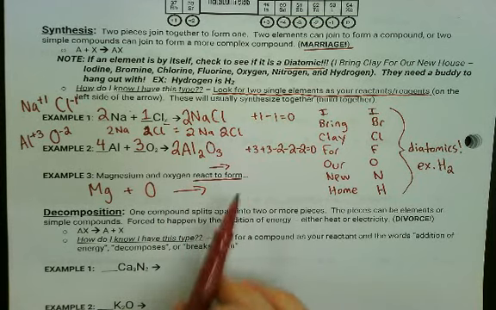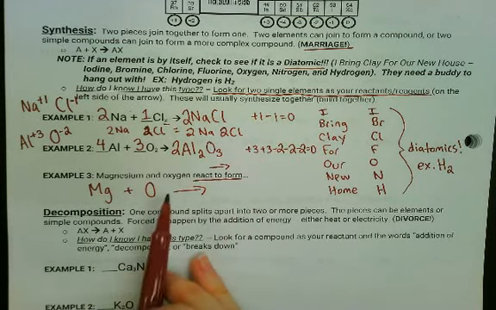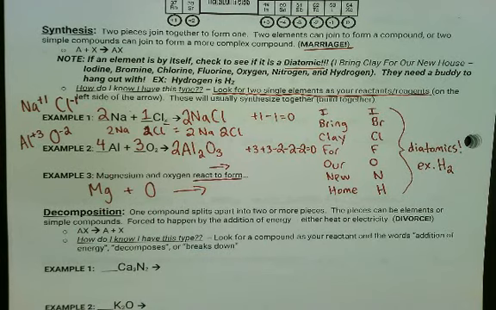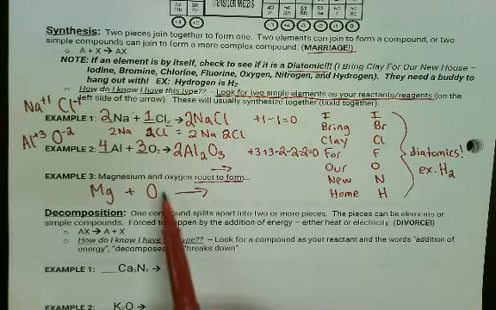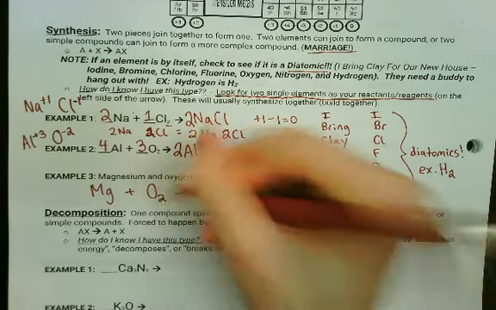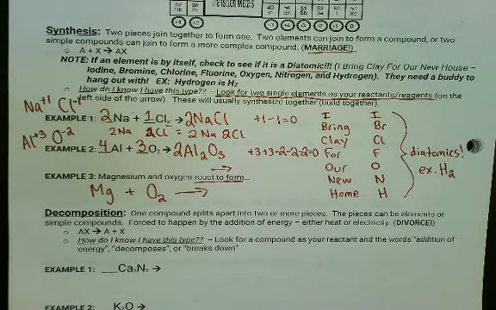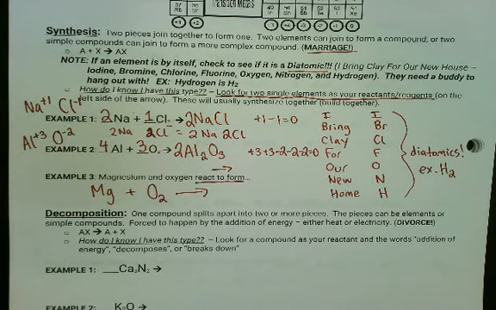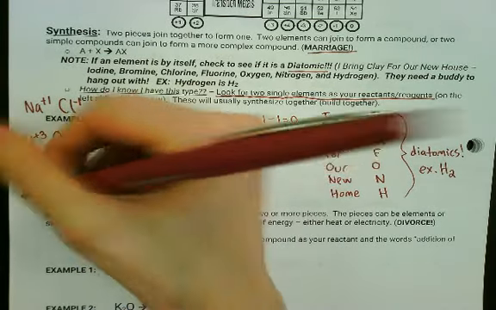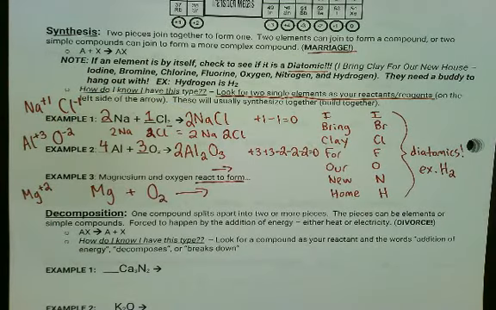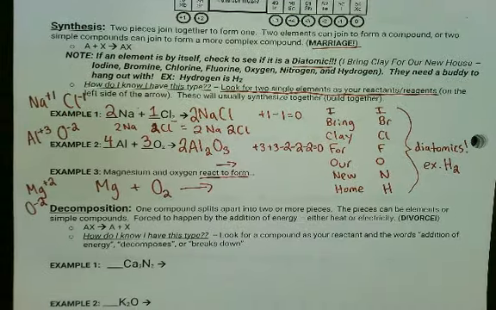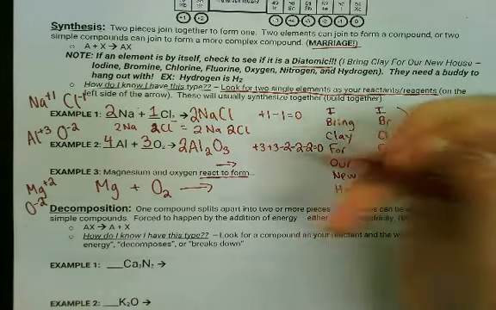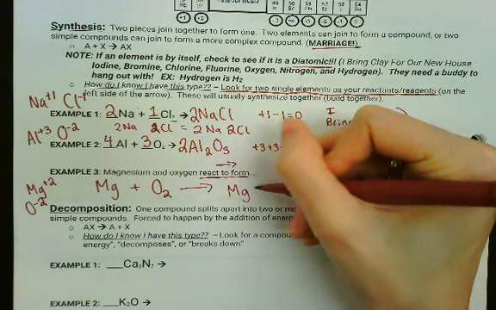Before I come over here and figure out my product though, I'm going to take a look at both of these elements and determine whether or not I have some diatomics that I need to add subscripts to. So I see magnesium right here. It is not in my list of diatomics, but oxygen is. So I do need to make sure I add that subscript of 2 to my oxygen. And then finally, I'm going to figure out my charges on my elements. I have magnesium with a +2 charge and oxygen with a -2 charge. So I'm going to need 1 magnesium and 1 oxygen to cancel each other out.